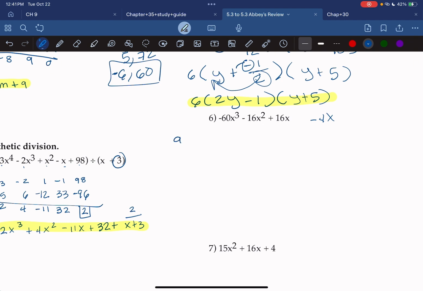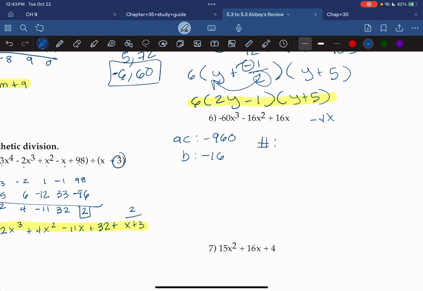Now let's do a and c and b. Negative 60 times 16 is negative 960. What a big number. And our b is negative 16. We have to find a number that multiplies to negative 960 and can add up to negative 16. You can start at 1 and then work your way up. So the numbers that can multiply to negative 960 and add up to be negative 16 are 24 and 40.